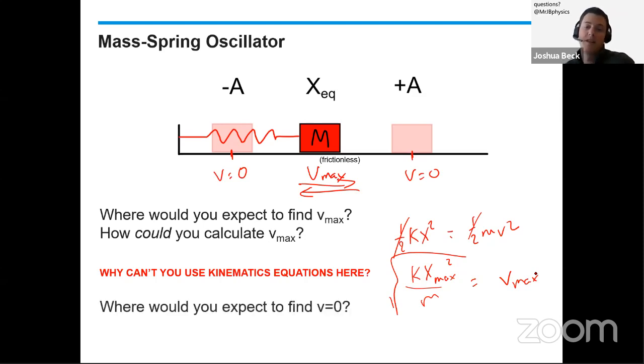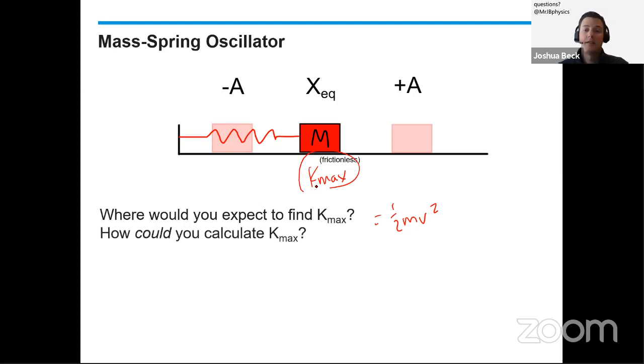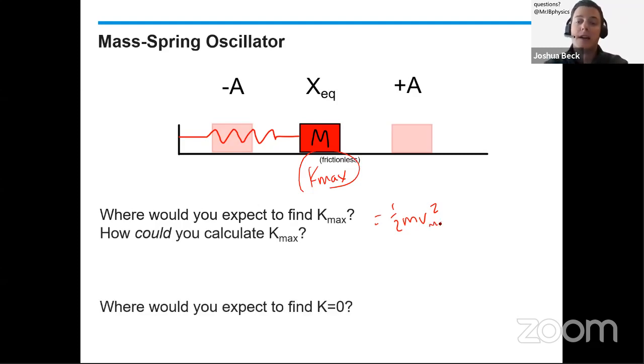Now, where would I expect to find velocity of 0? Well, that would be on the outside edges. All right, let's continue to analyze this motion, and let's see where we expect to find the maximum kinetic energy. Well, kinetic energy is going to be based on the velocity. So wherever we found the maximum velocity, that's where we would also find the maximum kinetic energy. Okay, how could we calculate it? Well, once we knew the maximum velocity, we can just plug it into this equation here.